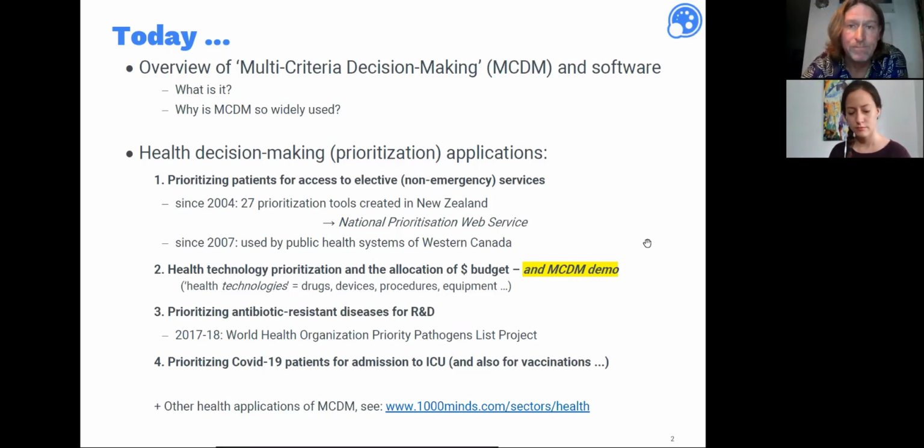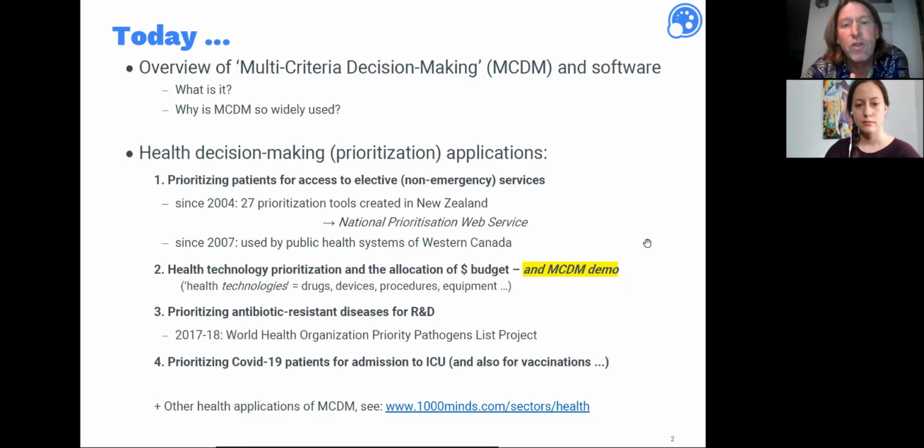And the fourth one, with 1000Minds and our colleagues here in New Zealand, as the COVID crisis enveloped our country, we set about, at a very rapid rate, creating a system and a tool to prioritise patients for admission to intensive care in the event that intensive care was overwhelmed. Now, fortunately in New Zealand that didn't happen, but of course in other countries it did. So that's another example that I want to talk about.